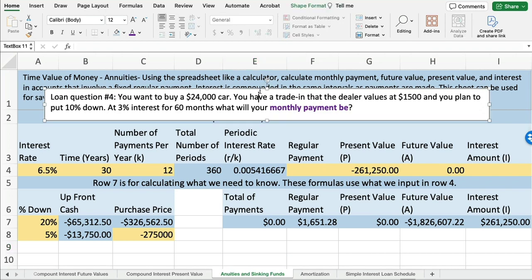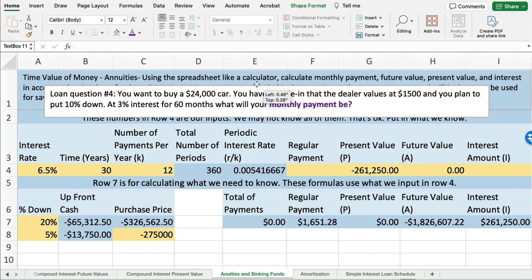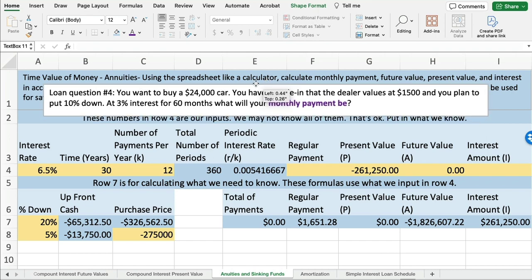Okay, so here's our question. You want to buy a $24,000 car. You have a trade-in that the dealer values at $1,500, and you plan to put 10% down as a down payment. At 3% interest for 60 months, what will your monthly payment be?